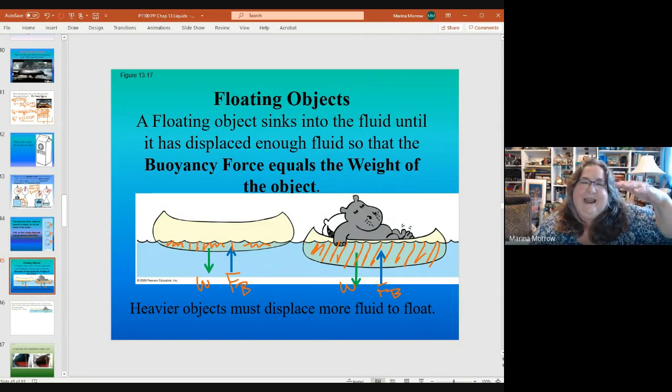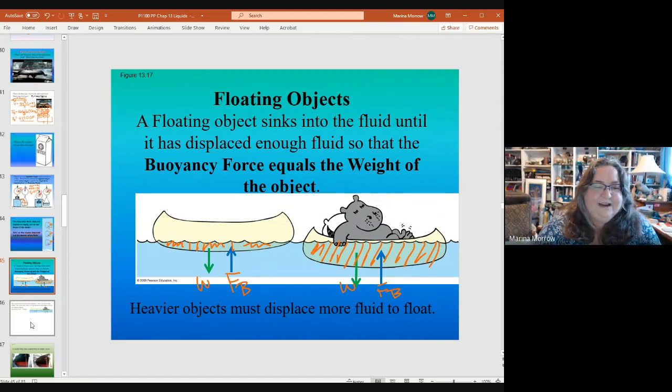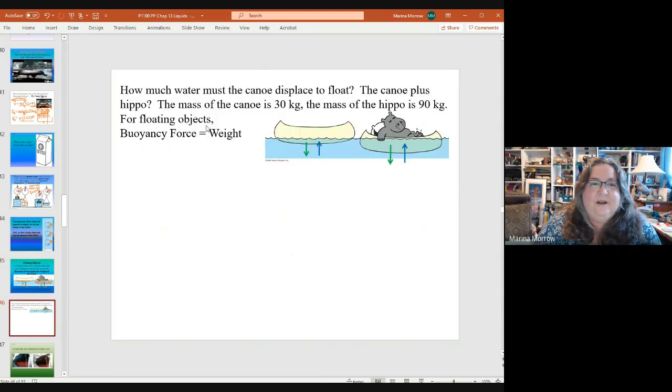The object sinks downward until it has displaced so much fluid that the forces are now in equilibrium. So at first gravity is winning, it sinks downward, then it reaches equilibrium, and then it has no more reason to sink any lower. Okay, so let's do a small calculation on this. How much water must a canoe displace to float? I'm giving you the mass of the canoe is 30 kilograms, and the mass of the hippo is 90 kilograms. So let's find out how much water has to be displaced.